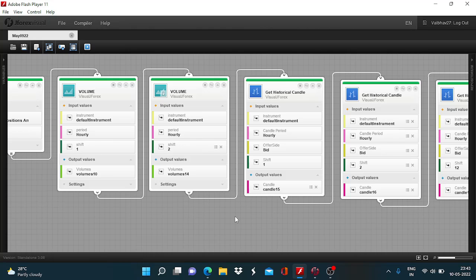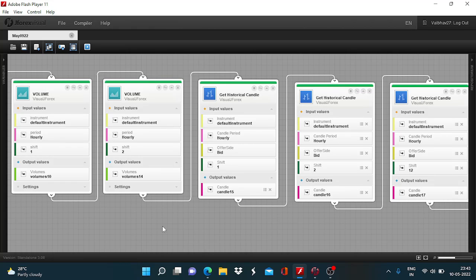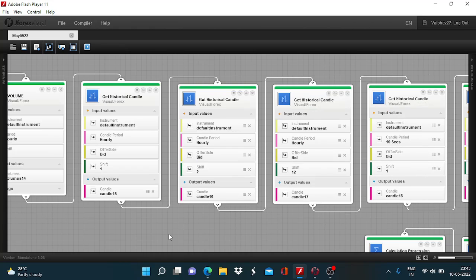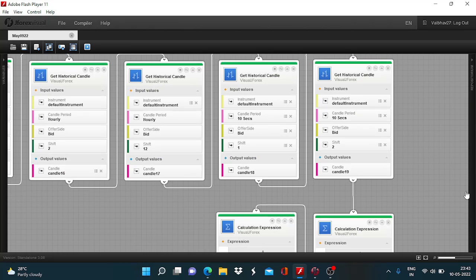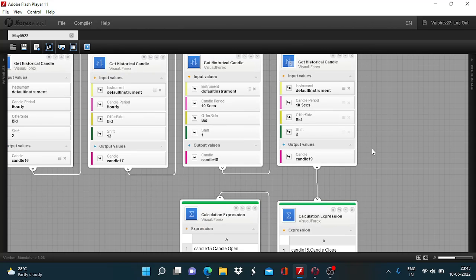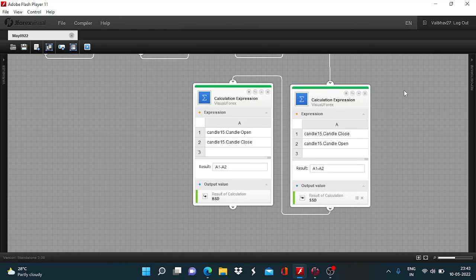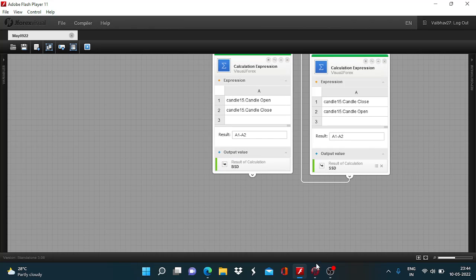Shift value is the look-back period. To look at the price volatility and set the conditions accordingly, we are also taking the help of this get historical candle block of the hourly candle period, with varying look-back periods 1, 2, and 12 respectively. Then, to pinpoint the exact entry point, these 10-second blocks are utilized to look at the difference of the closing and opening value, whether it is rising or declining. We have used this calculation expression block to calculate the difference, and then we will set the conditions accordingly.